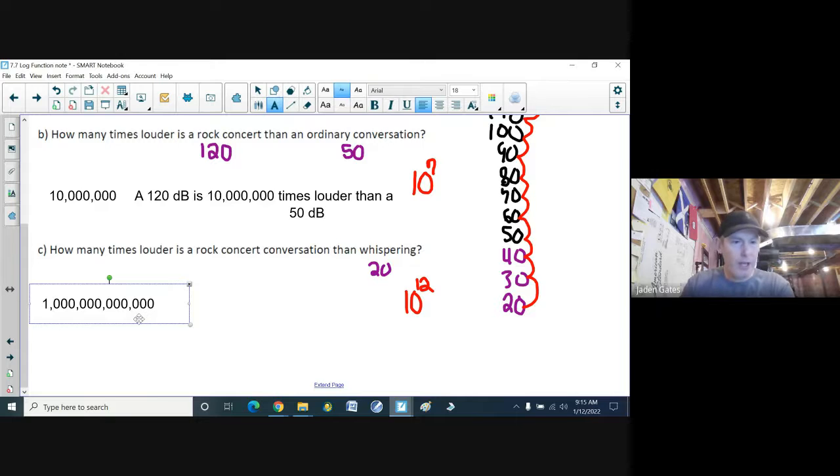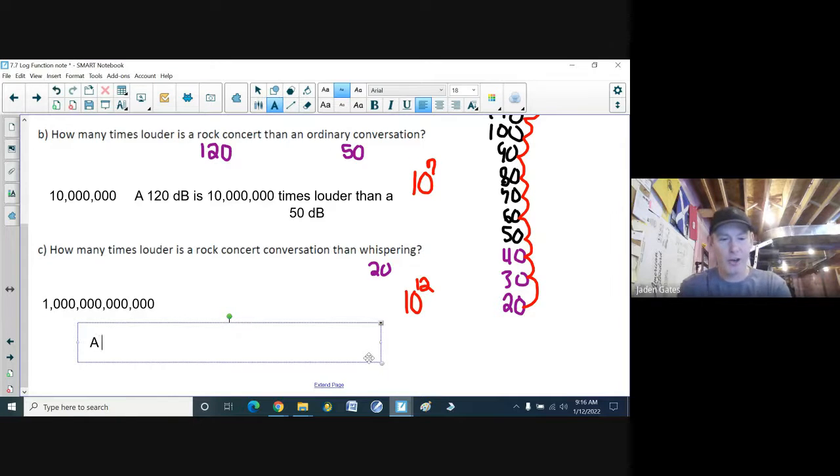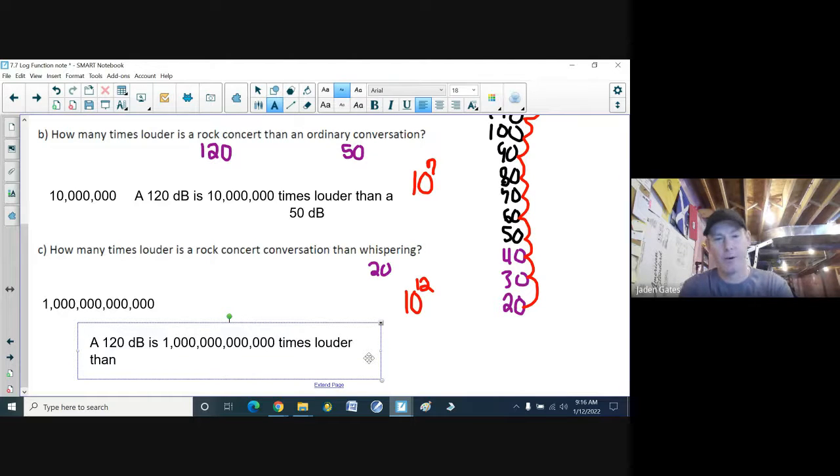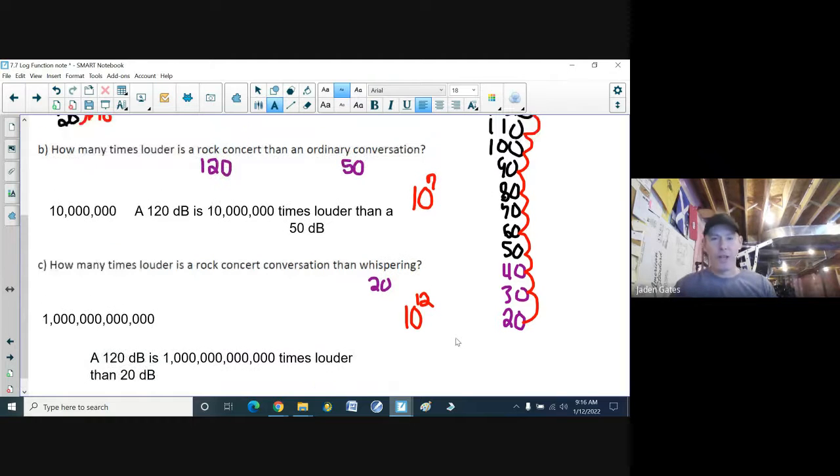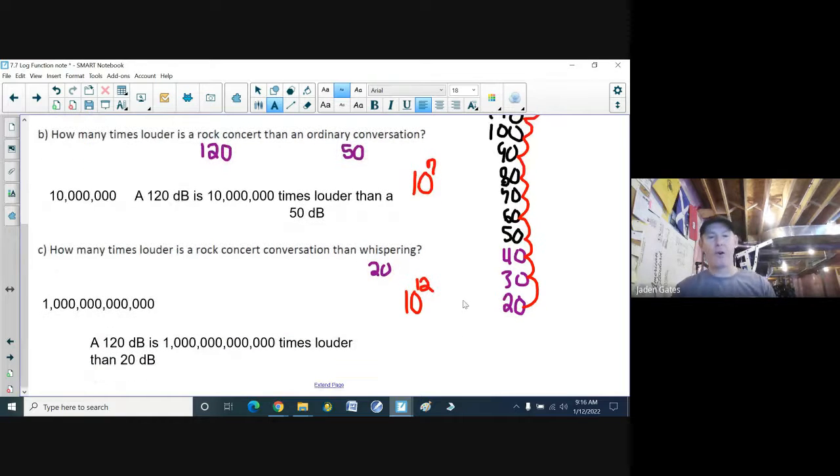I don't even know what that number is. Let me see here. We get into millions, billions, trillions. 1 trillion times louder. So a 120 decibel sound is 1 trillion times louder than whispering, than a 20 decibel sound. And there we go. So that's how we compare our sounds.